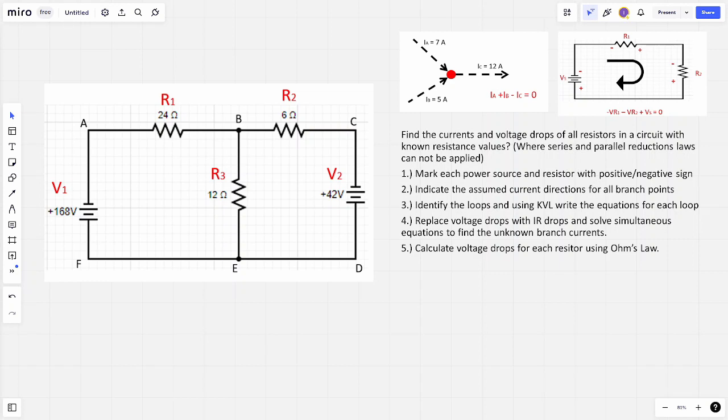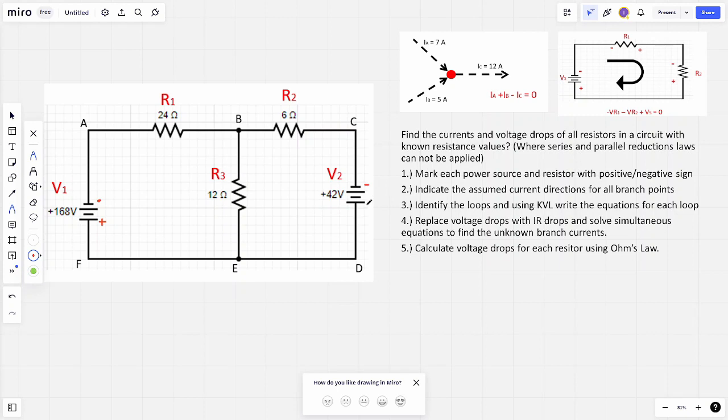Let's begin with this example. As we've discussed in the previous video, we're going to use these 5 steps to work out the current and voltage drops across each resistor. Now let's begin with that. The very first step, we're going to mark each resistor or each power source and resistor with positive and negative signs. Remember the key that I discussed in the previous video. The short terminal of the battery is negative and the long line is positive. So let's do that with each power source.